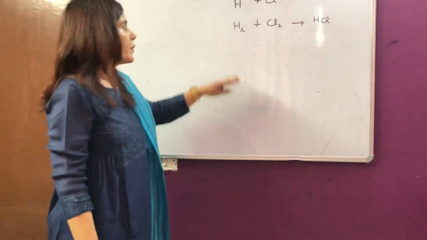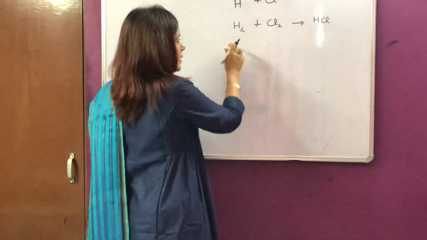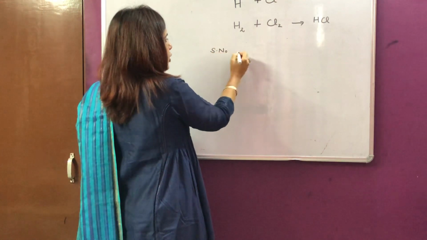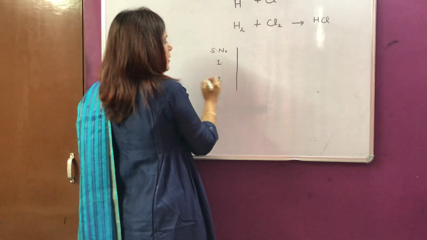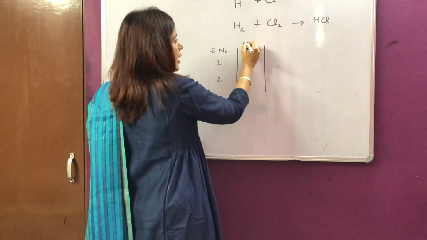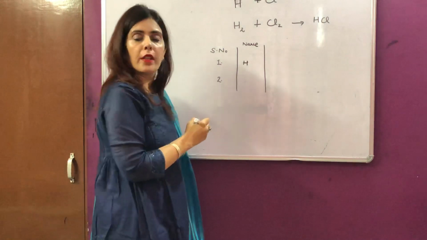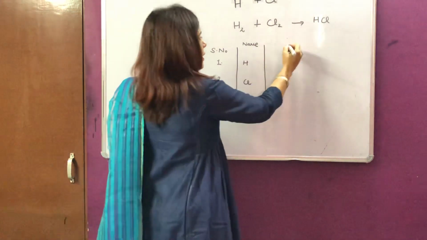I hope I'm clear. So now we need to balance this equation. Again, let me come down to your level and teach you in the same manner. Let us put the serial number. The number of elements is 2. So we put 1 and 2. Then the name or symbol of the elements. The first is hydrogen. The second is chlorine.